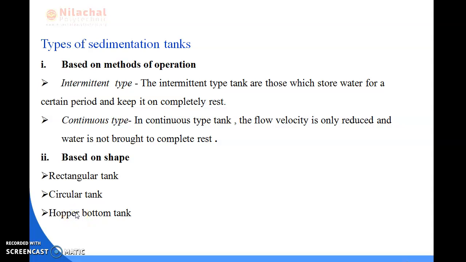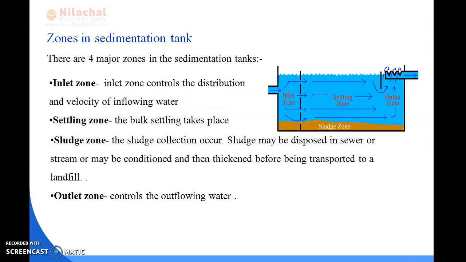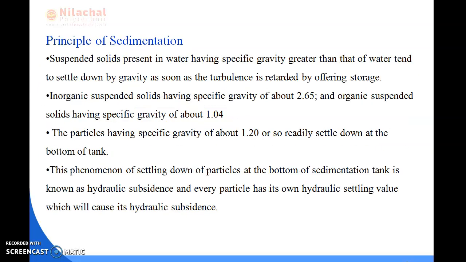Good morning everyone. So today we will be reading about the types of sedimentation tank. In the previous slide we studied what is meant by sedimentation, what the types of sedimentation are, and what the zones in the sedimentation tank are. So we'll give a quick review on this.